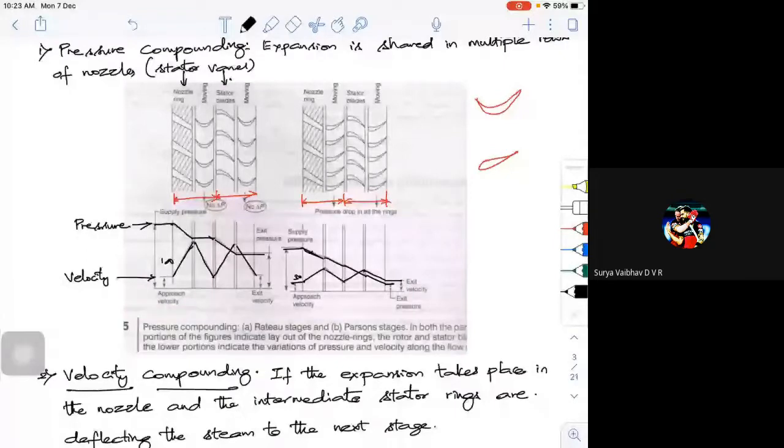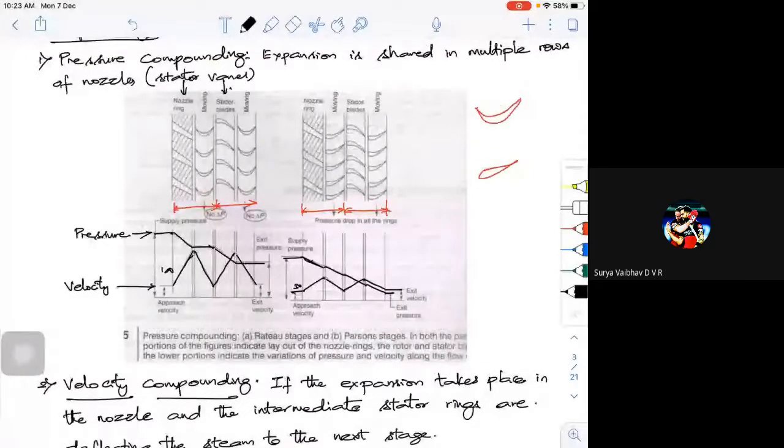Fine. So what will happen if you look at both the things? Pressure compounding means, in both your portions, whether it's a Rateau turbine or a Parsons turbine.